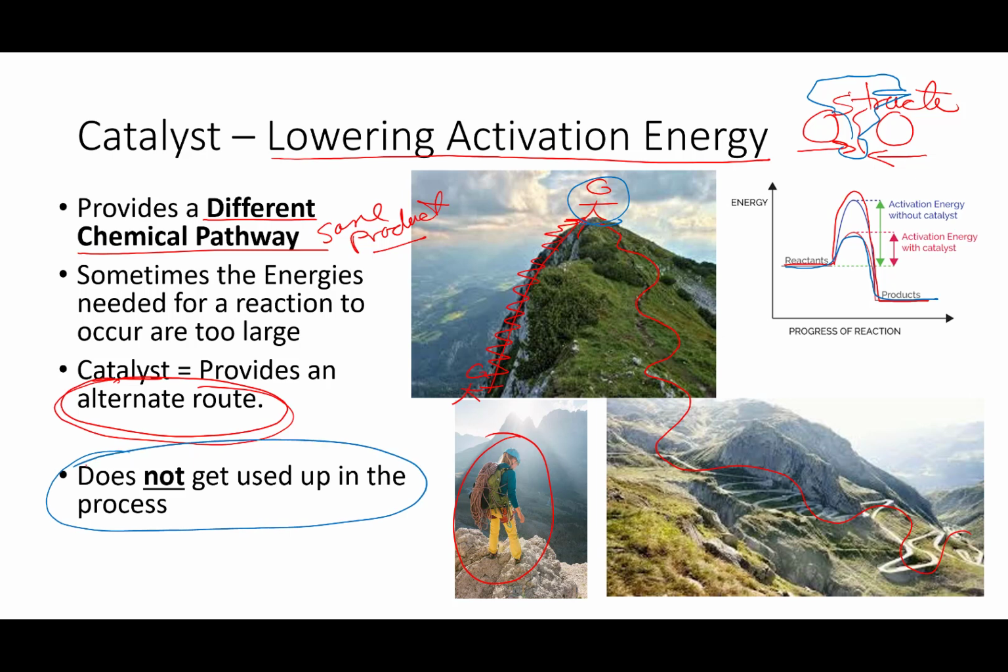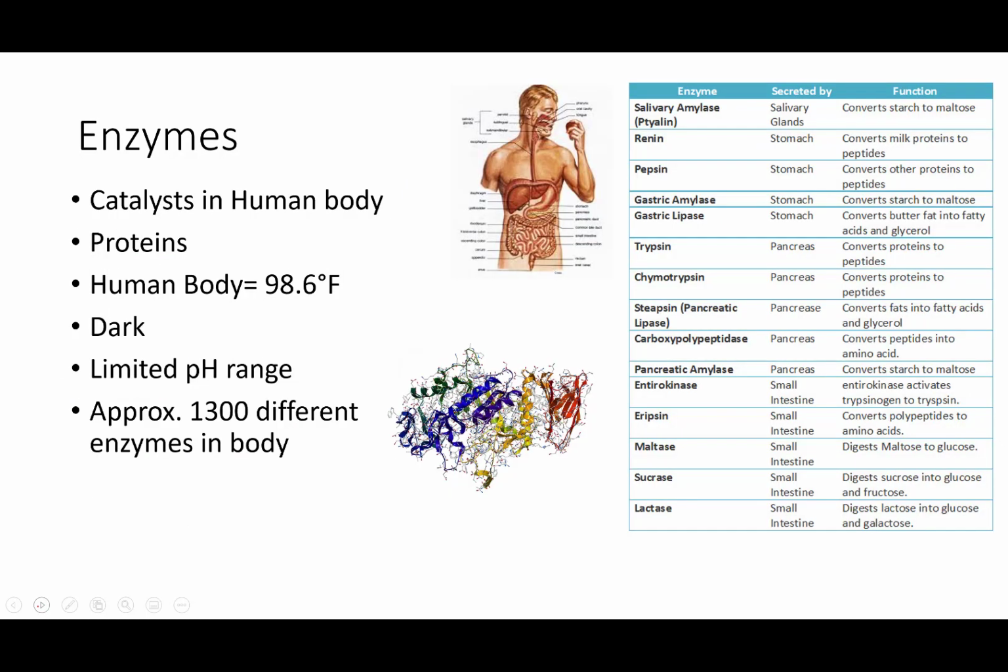One of the other important things about catalysts is they're not used up in the process. In the same way as I'm driving up to the top of my hill, I don't use up the road. The road remains in place. The road is still there for the next person to drive up the road. The road isn't used up. It's a pathway. And the pathway is in place and remains there for the next molecule and the next molecule and the next molecule to use.